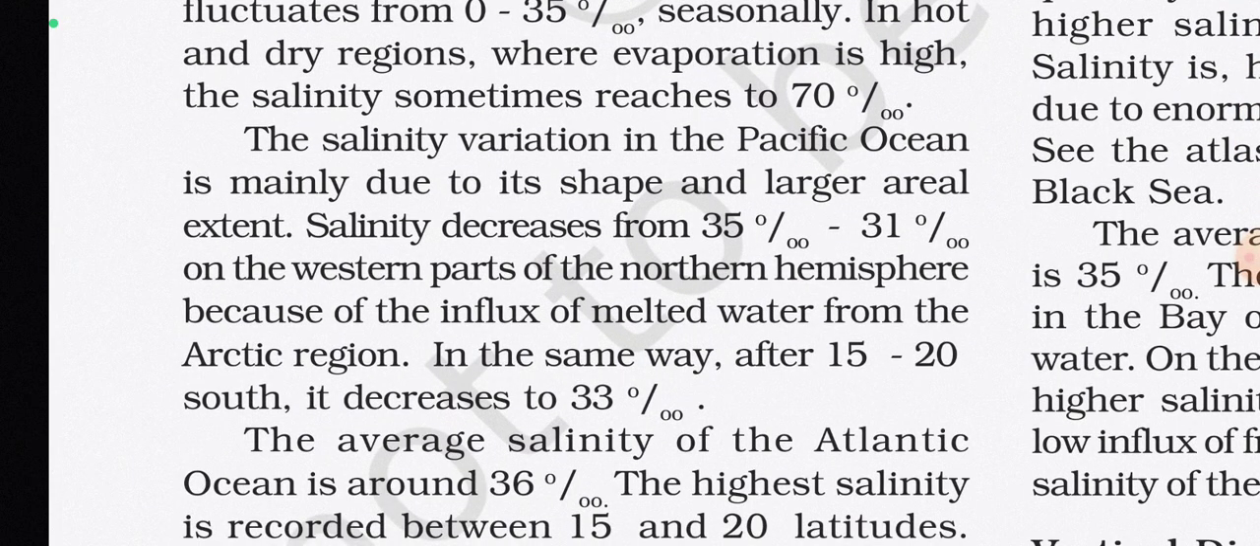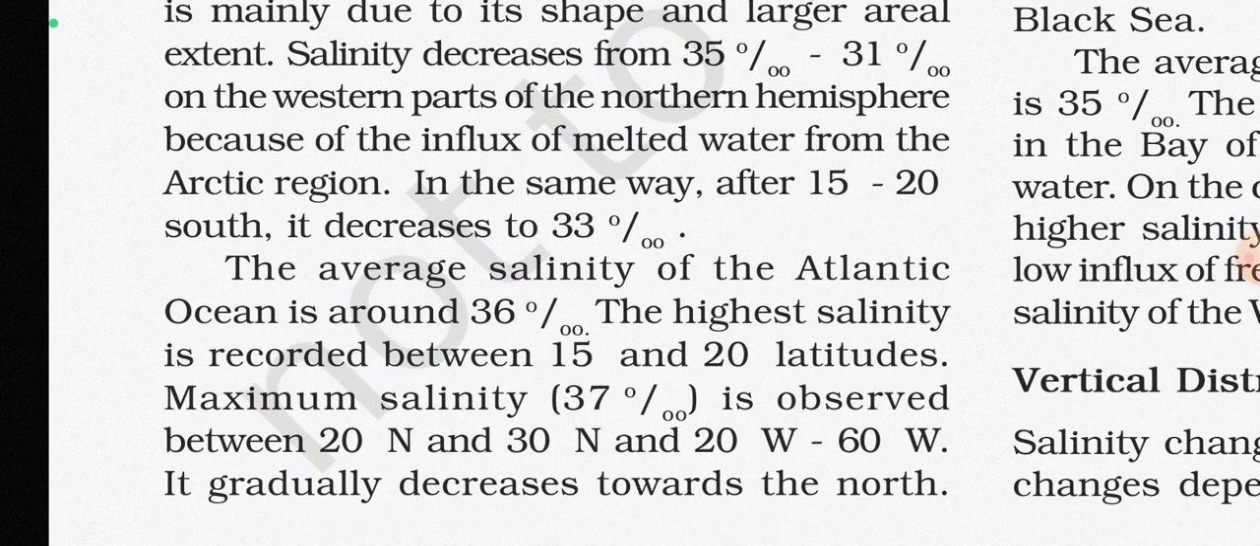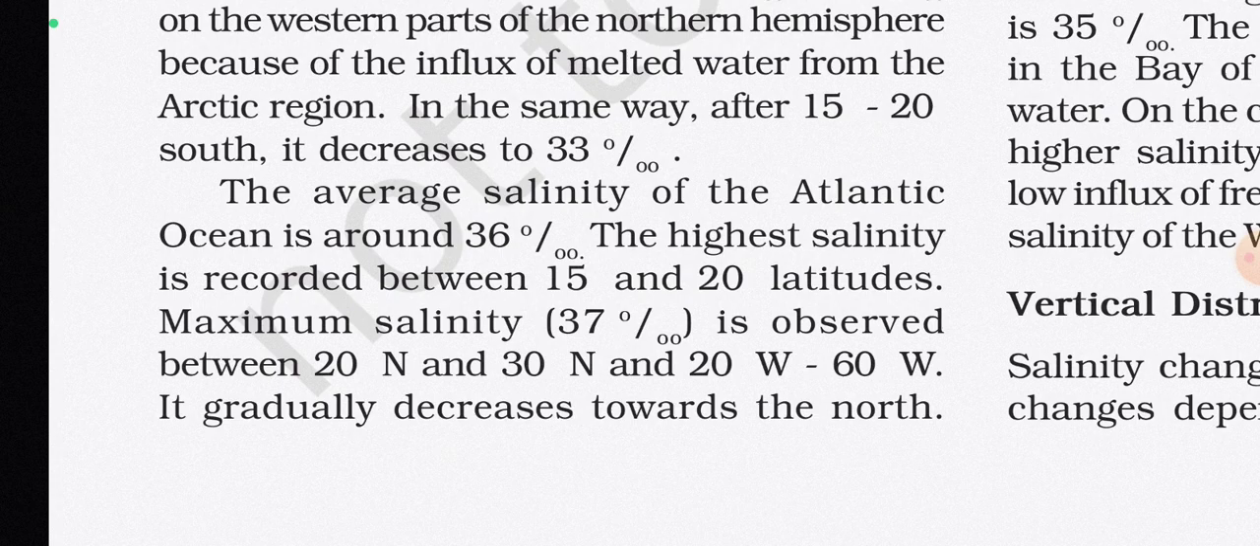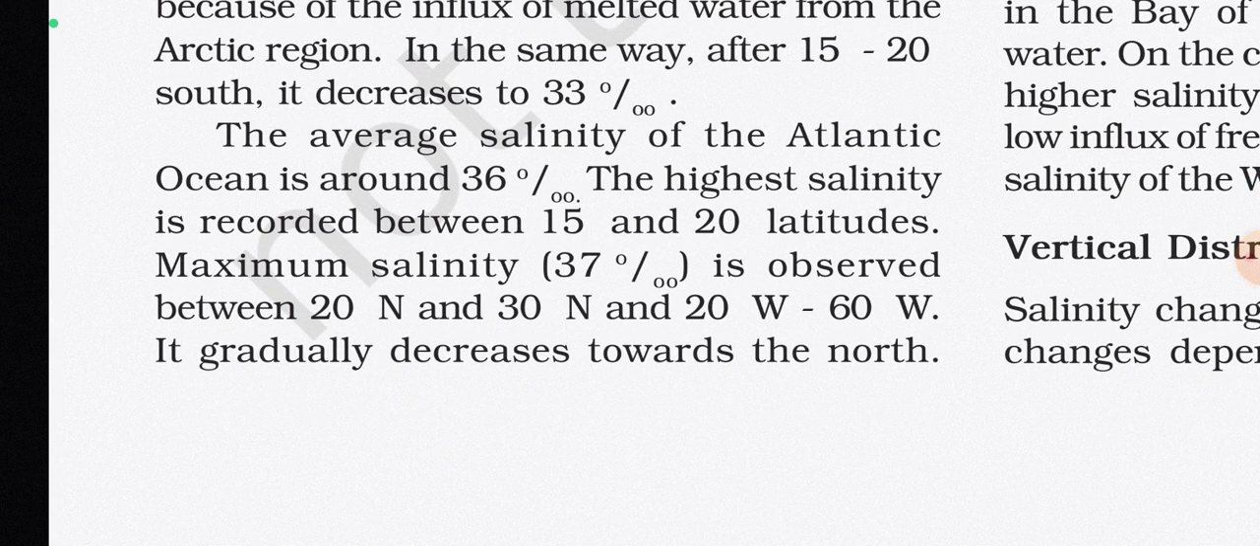The salinity variation in the Pacific Ocean is mainly due to its shape and large areal extent. Salinity decreases from 35 parts per thousand to 31 parts per thousand on the western parts of the northern hemisphere because of the influx of melted water from the Arctic region. In the same way, after 15 to 20 degrees south, it decreases to 33 parts per thousand. The average salinity of the Atlantic Ocean is around 36 parts per thousand. The highest salinity is recorded between 15 and 20 degree latitudes.